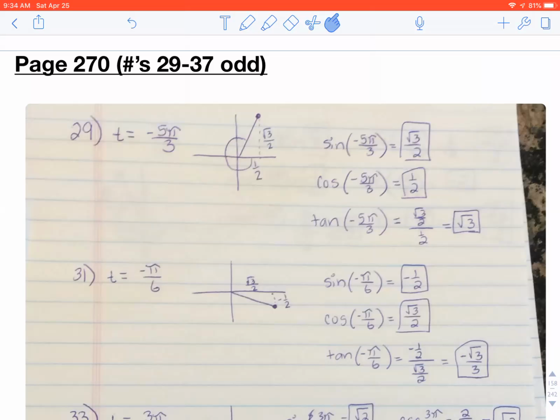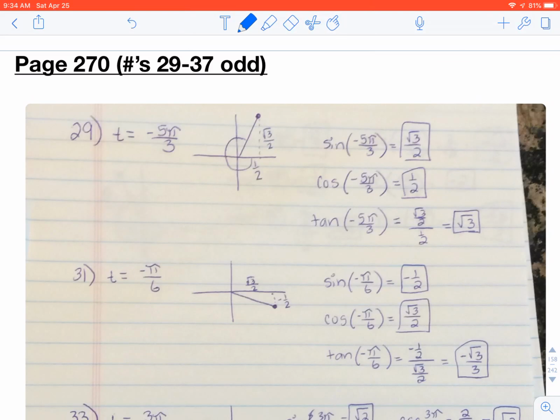Hello, in this video I am going to review page 270, numbers 29 to 37 odd. Again, remember our unit circle, our 3 points, the pi over 6, pi over 4, and pi over 3 families. How we keep reviewing with you the ordered pairs. The pi over 6 and pi over 3 are just flipped. But at this point you should know those. That will help you a lot with these assignments.